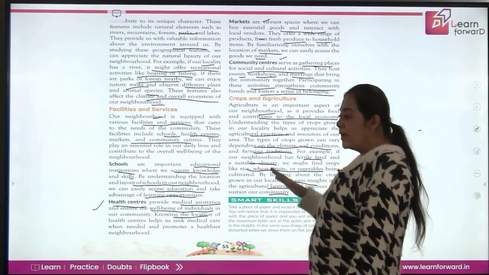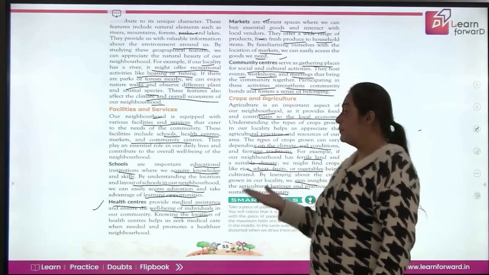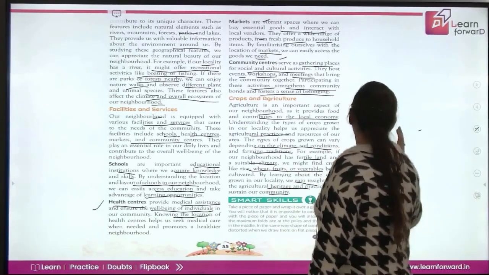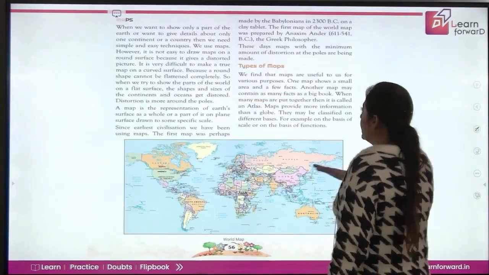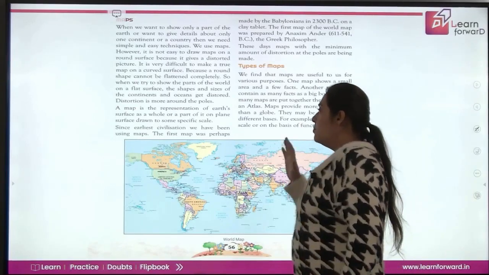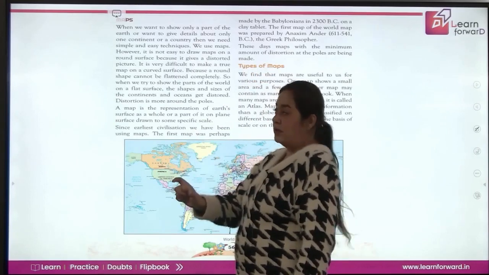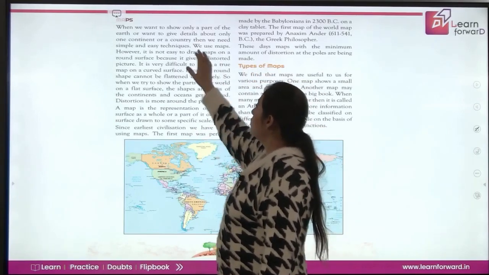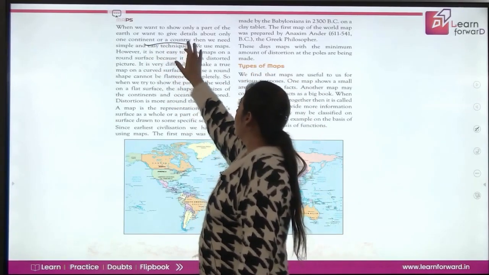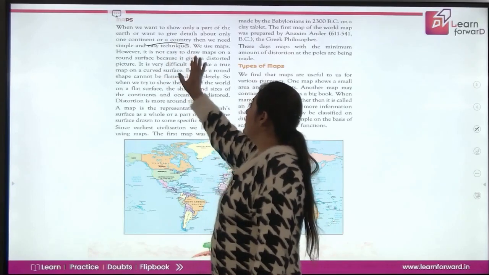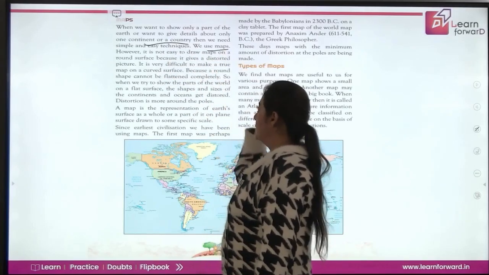Now, this again will be known to us if we know the area which we belong to and all the places nearby. Now, what do maps do? When we want to show only a part of the earth or want to give the details only about one continent or a country, then we need easy techniques and we use maps, right?